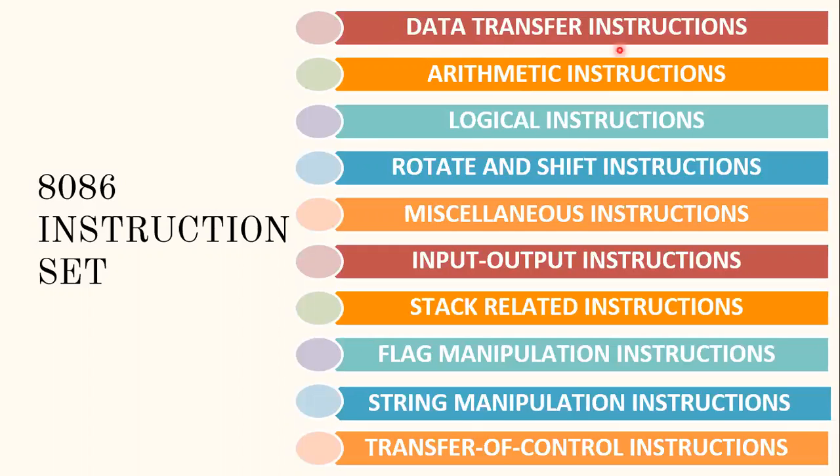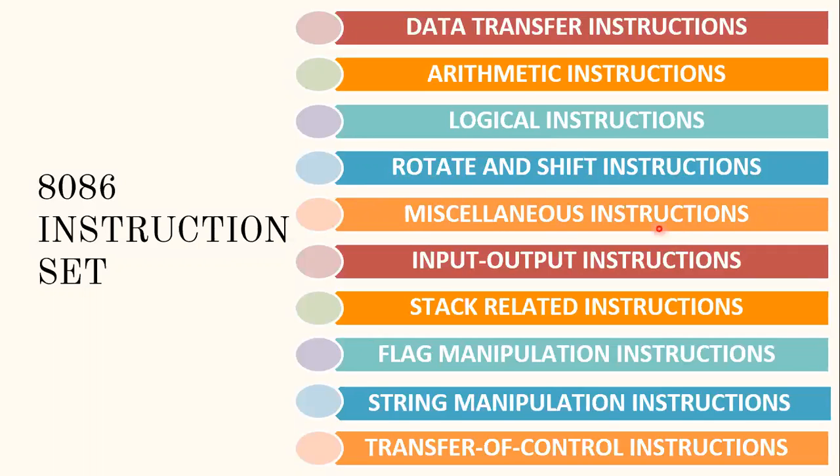The first is data transfer instructions, related to the copying of data or the operand from one location or register to another. Then arithmetic instructions, related to various arithmetic operations taking place in 8086. Logical instructions, related to the logical operations taking place in the ALU. The rotate and shift instructions, related to the rotation or shifting of bits within a specified register.